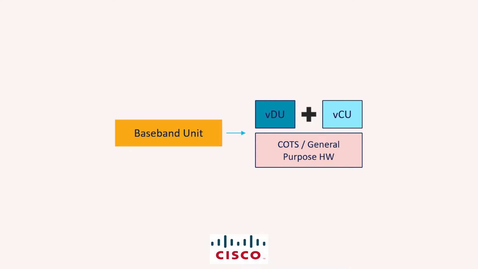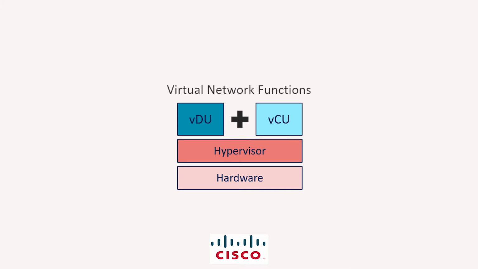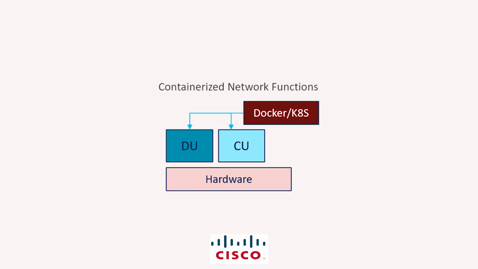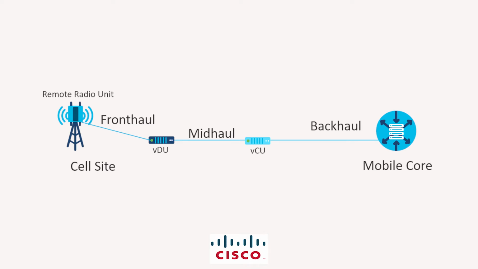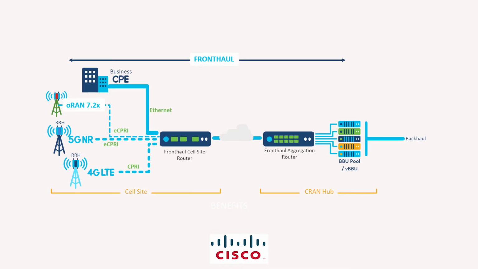The physical baseband unit is now further divided into a VDU or the virtual distributed unit and a VCU or the virtual centralized unit. These can be implemented on the software using virtual network functions or container network functions, whichever is feasible for the operator in collaboration with the RAN vendor and the system integrator. By breaking the BBU into two separate functions, we have also ended up creating a new network element in the RAN called the midhaul between the VDU and the VCU. Do note, the midhaul can even start at the cell side if the VDU is sitting there, along with the radio unit.